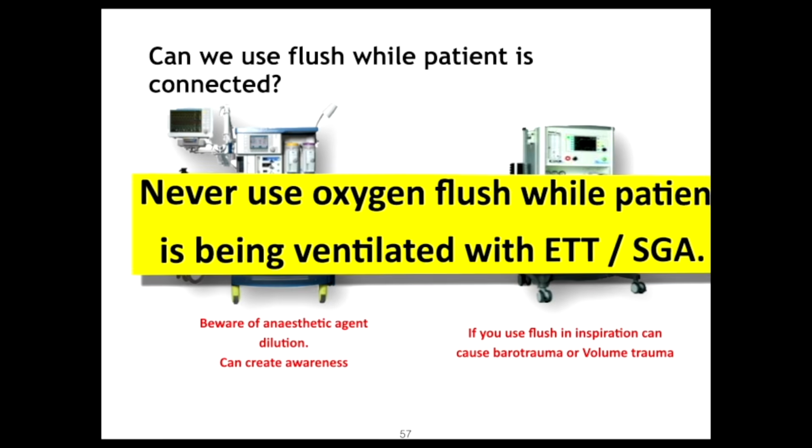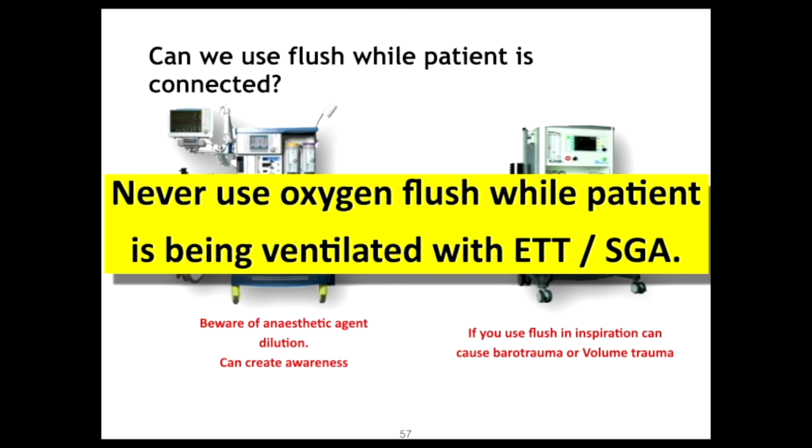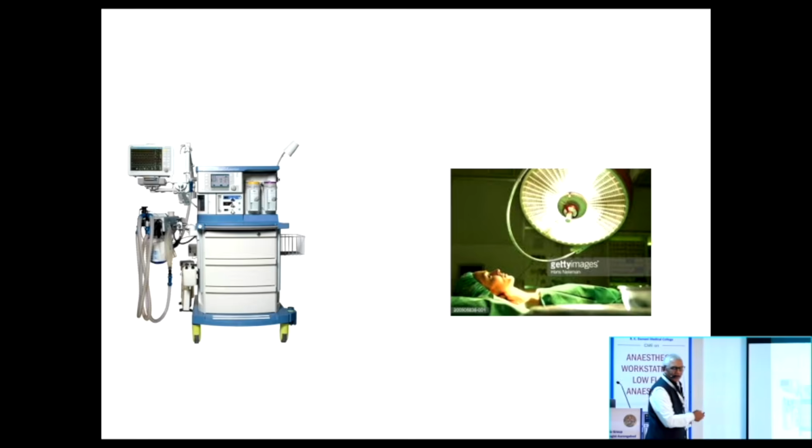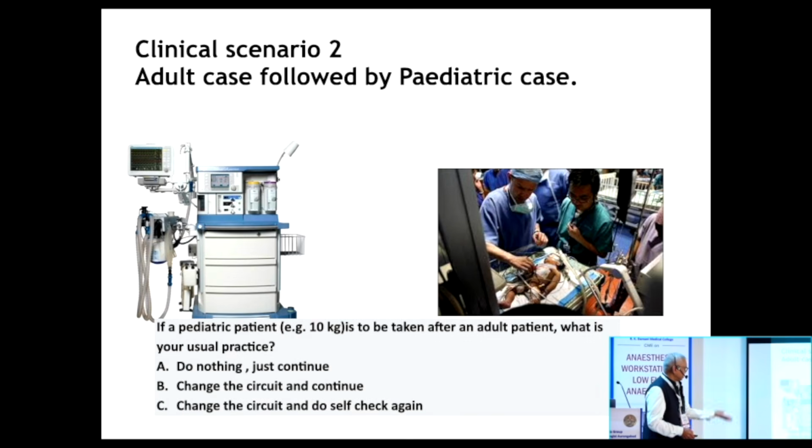Okay. So, absolutely no flush except in the toilet. Yes, pre-oxygenation, if you are getting the bag deflated or you're not getting it, you can use it. But if the patient is connected, either with endotracheal tube or supraglottic airway, any form of airway, don't do it. Okay, let us look at the second scenario. Okay, you have an adult patient which you have just finished, and now the next case is a pediatric patient.